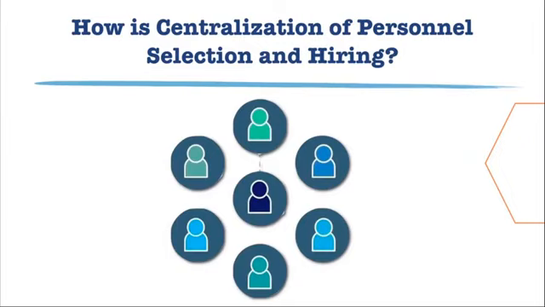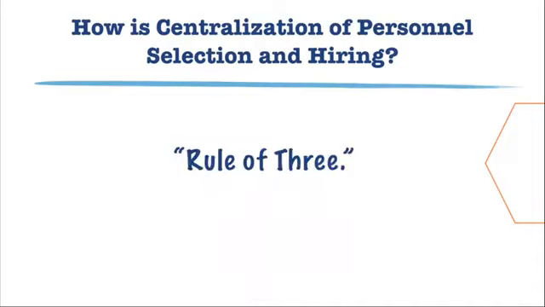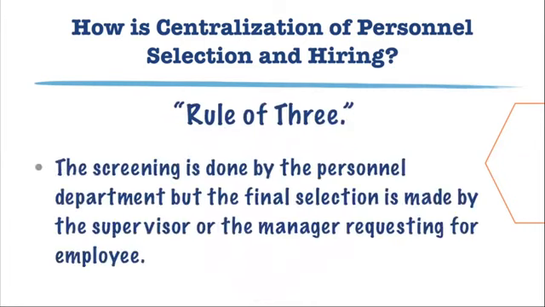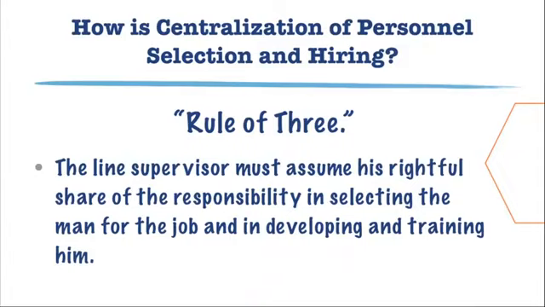Selecting the right man for the job is a joint responsibility of the personnel manager and the line supervisor, using the rule of three, which means that the screening is done by the personnel department, but the final selection is made by the supervisor or the manager requesting the employee. While the personnel department acts as the control center and coordinator of the action, the line supervisor must assume his rightful share of the responsibility in selecting the man for the job and in developing and training him.